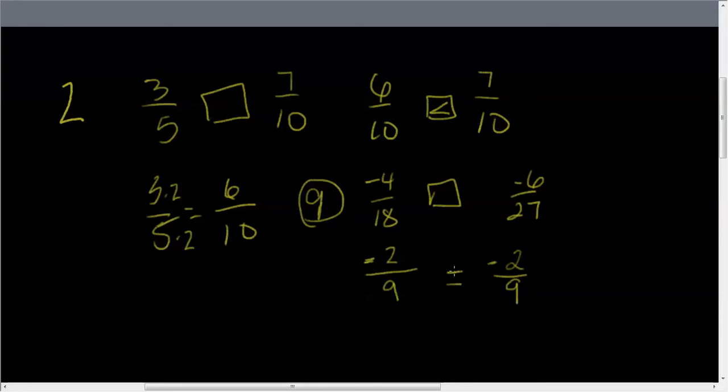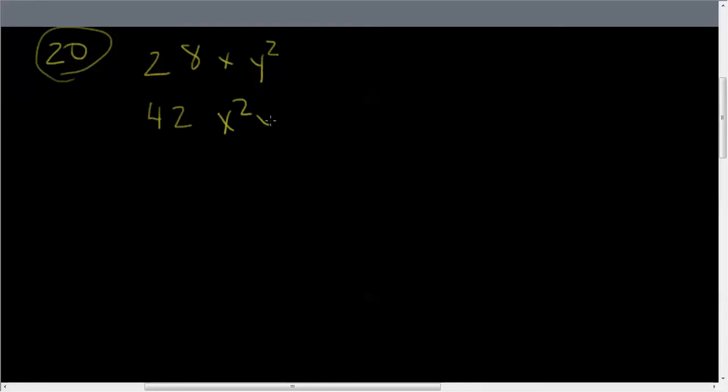I'm going to get a clean page and find something else to work on. Let's see. Here's one that people seem to have some trouble with. Number 20. It says we have 28xy squared, and we have 42x squared y. And they want us to find the lowest common multiple of each of these.